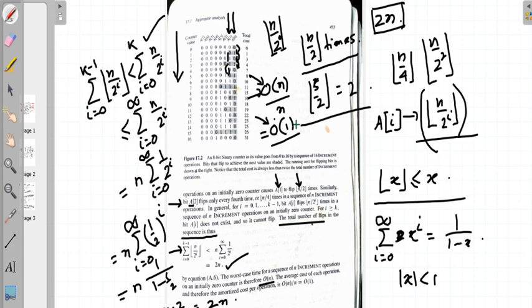So today up to this, and in the next class, after this aggregate analysis for the binary counter, we will also be analyzing it with the potential method, in the next class. Potential method, right?